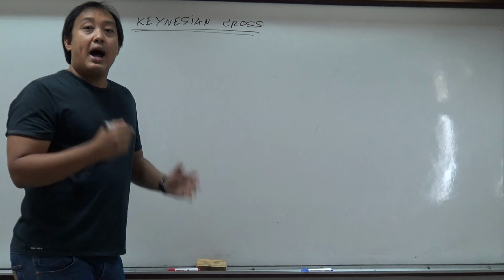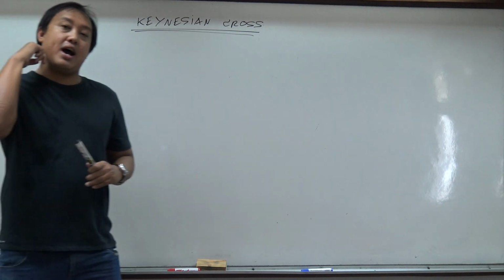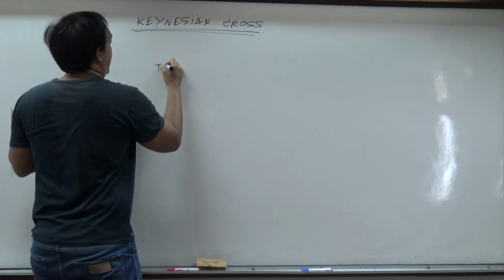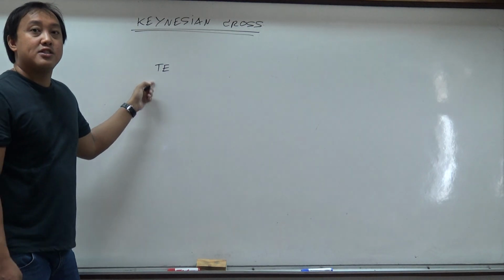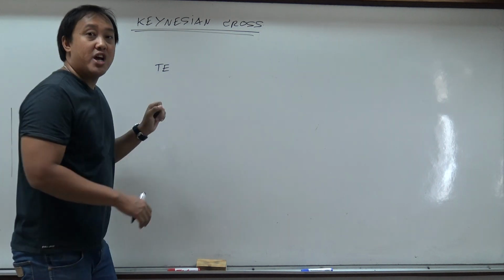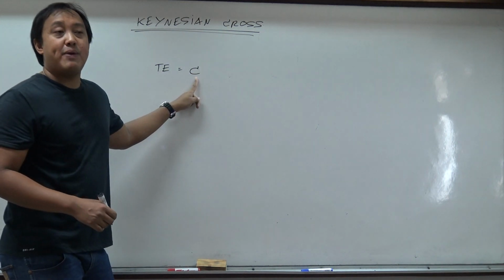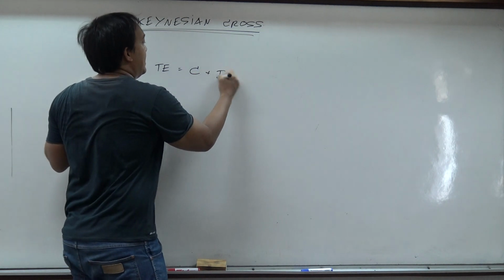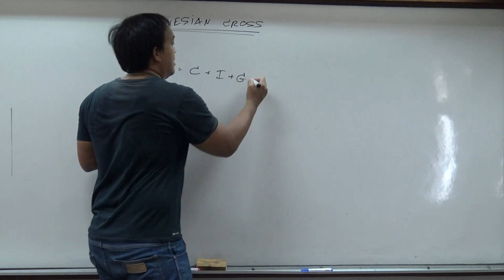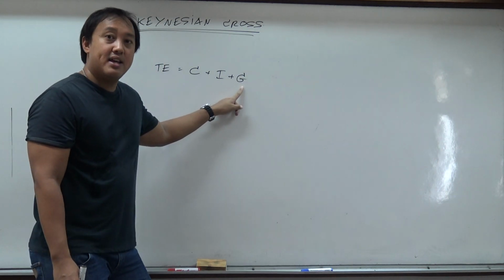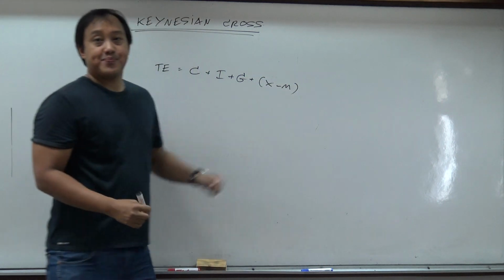Okay, how does total expenditure come about? TE, total expenditure for the whole economy, comes from consumption, which is the expenditure of households. The second is investment, which is the expenditure of the business sector. Next is government spending. And for an open economy, you have exports minus imports.